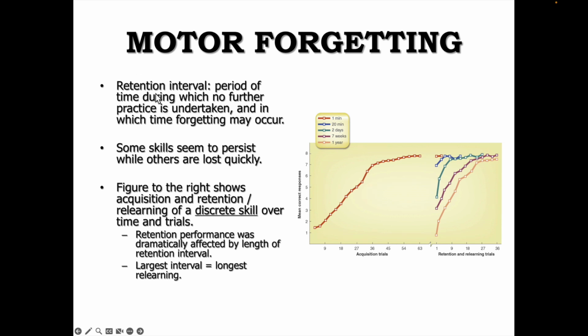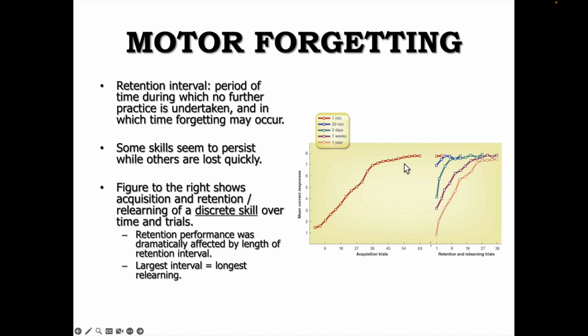Retention intervals could vary between a few seconds to a few hours to a few days, maybe a few years, depending on the study and what you're looking at. What research has shown is that some types of skills seem to persist, or we tend to remember these skills for a longer period of time, while others tend to be lost quickly. This diagram to the right looks at the acquisition and retention of a particular discrete skill over time in trials. Remember, discrete skills are typically those that are relatively shorter in nature and that have a specific start and end.